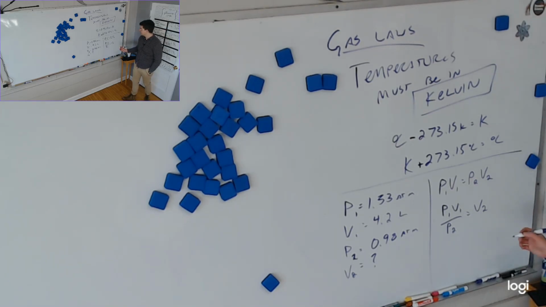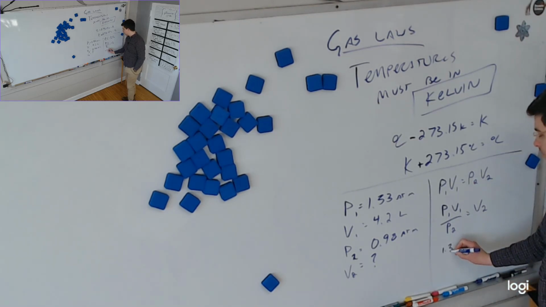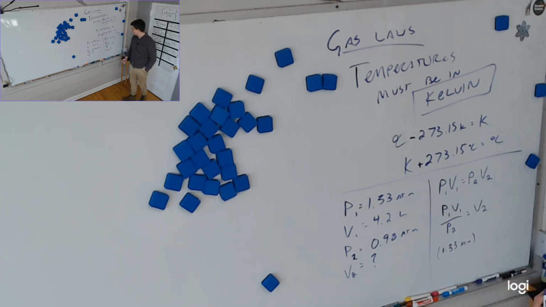Substitute. Good. What should I put in? Tell me exactly what to write. Are you having a hard time seeing over here? I'll ask Tatum. Tatum, what should I write in here? Oops. You have to have the units. 1.33 atmospheres, which is a unit of pressure. Sorry, go ahead.